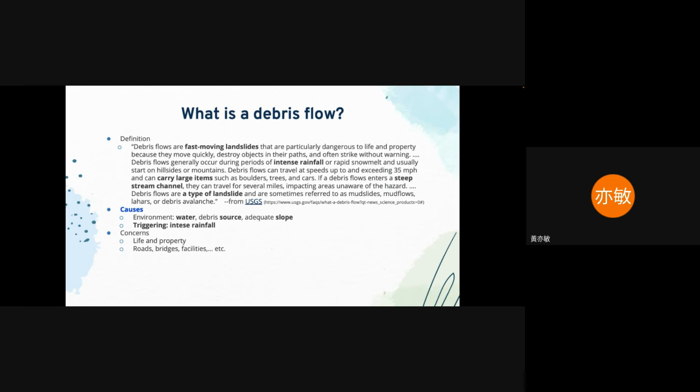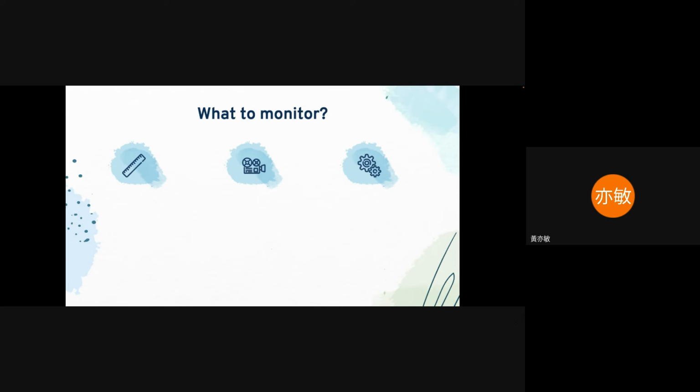So what are our concerns? We care about our people's lives. We care about our properties. We care about our public facilities. So now we understand the major causes of the debris flow. Then we want to measure the rainfall, the flow speed, and the flow height, or the ground surface vibration. And then we can determine our sensors.